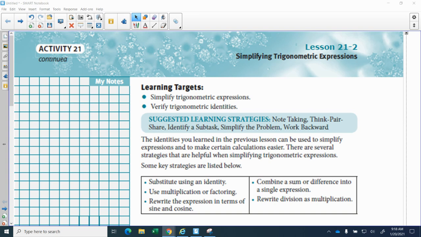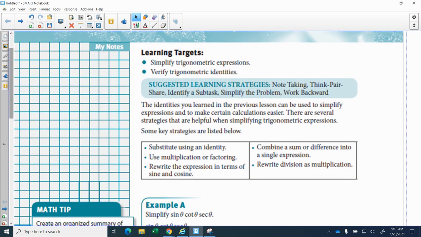You are looking for instances where you can use an identity to help simplify a problem. The Springboard book itself does a decent job giving you some strategies sitting right here. Things like substitute using an identity, use multiplication or factoring if you can, rewrite the terms in expressions of sine and cosine. Once again, it's giving you different strategies that you can use.